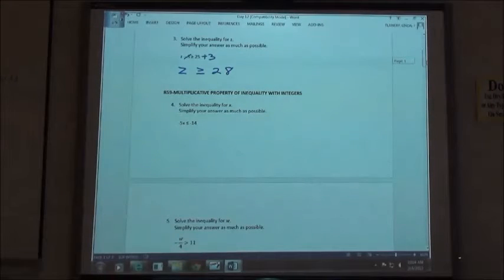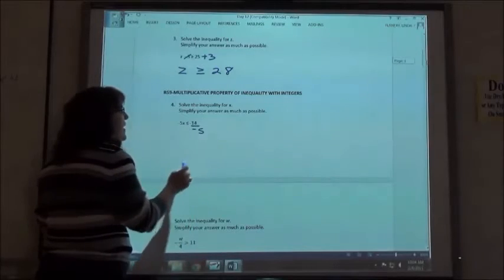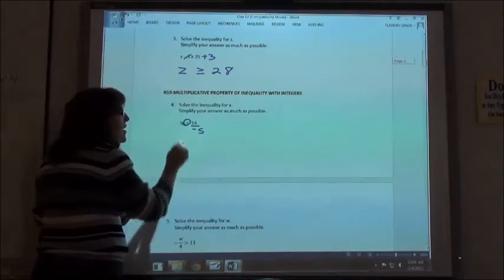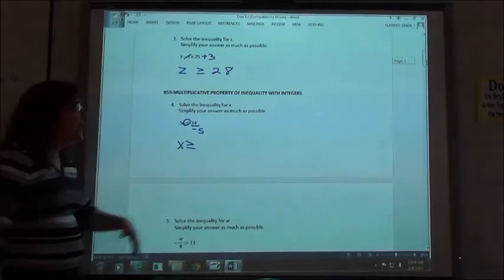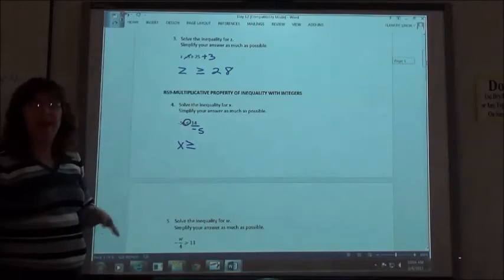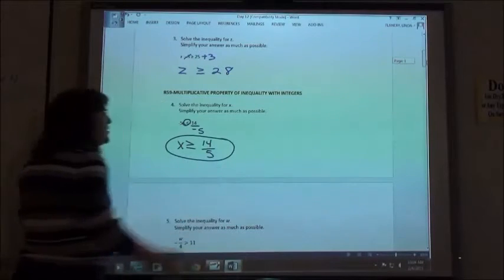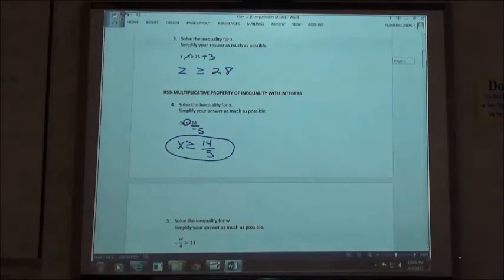Now once we get to 4, 5, and 6, we have to remember that rule for multiplying and dividing. If you multiply or divide by a negative number, which means your coefficient is negative, then you have to flip your inequality sign. So on this first one, in order to solve it, I have to divide by negative 5. Since I'm dividing by a negative 5, my inequality sign is going to flip and be greater than or equal to. Then I simplify the other side as much as possible. In this case, I've got a negative over a negative, so it becomes positive, but I really can't do anything with the 14/5, so x is greater than or equal to 14/5.